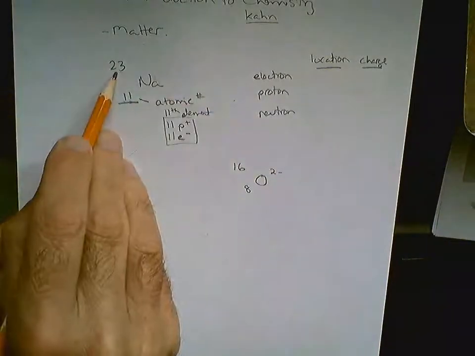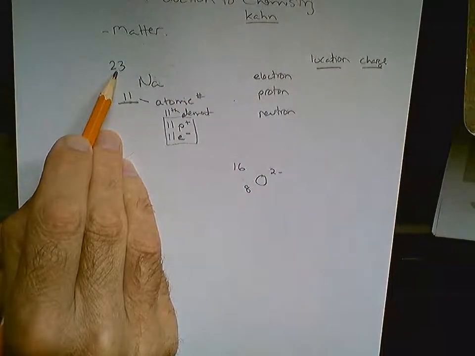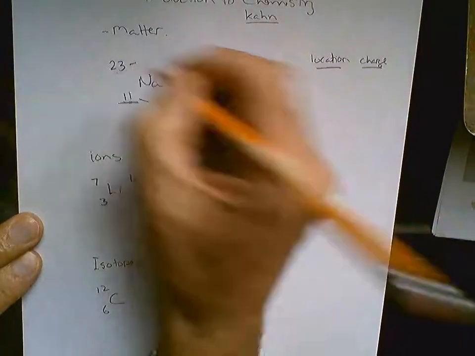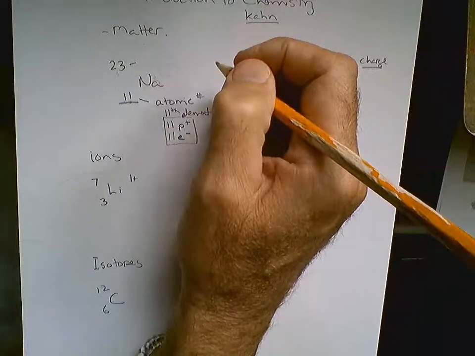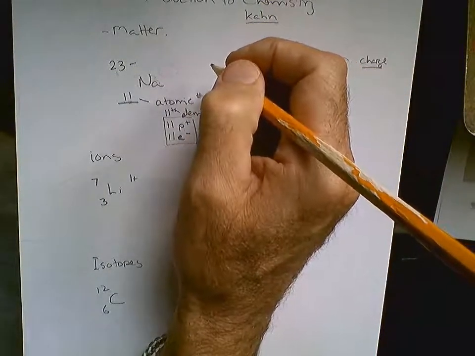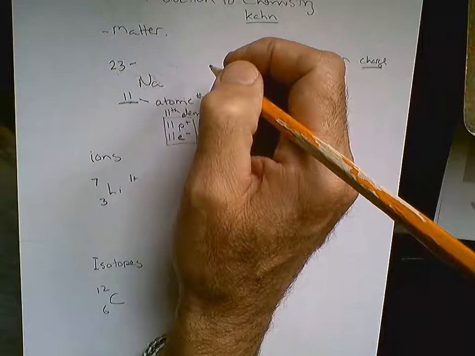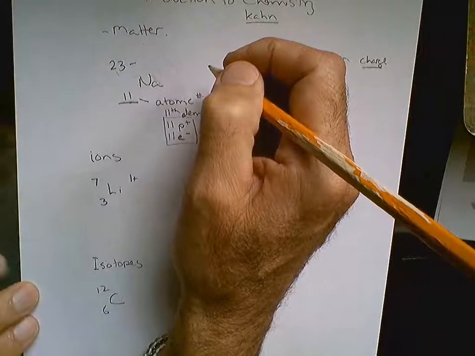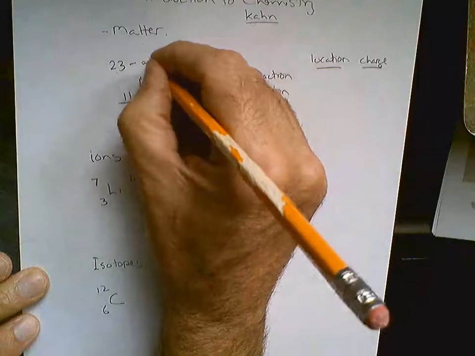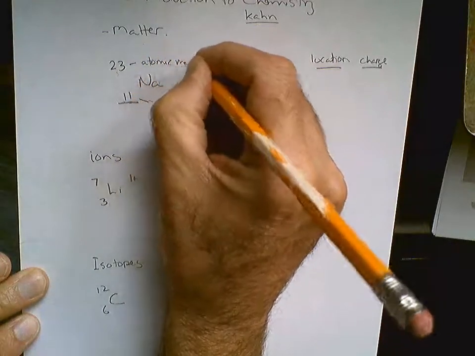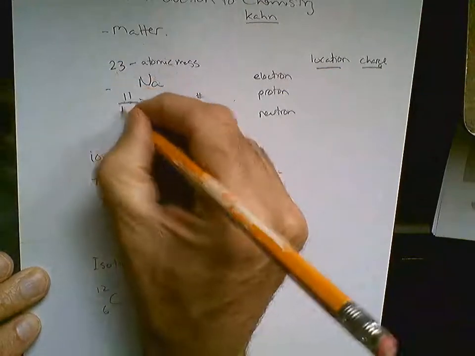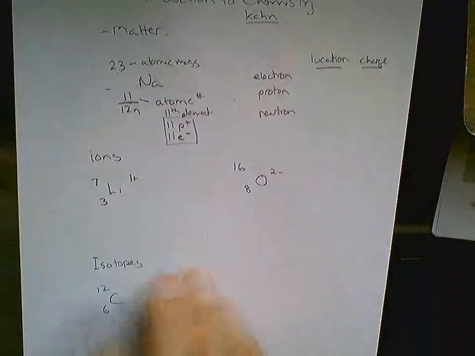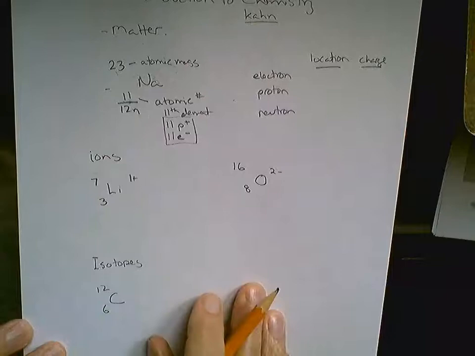Now, another important number is the atomic mass or atomic weight, which for sodium is about 22.9. The reason it's a decimal is that not every sodium atom is exactly the same weight, so it's like an average. So I just round that 22.9 up to 23. This is my mass. If I subtract 23 minus 11, that tells me how many neutrons I have, so my short form here is neutrons.